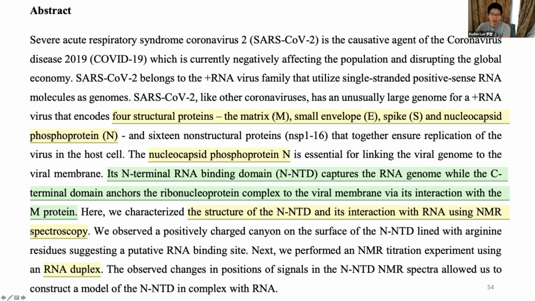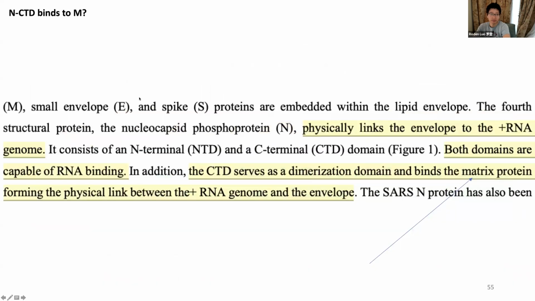Of the four proteins, the M, sometimes called matrix, sometimes called membrane protein. And this sentence is very interesting. It says the N-terminal N-TD captures the RNA genome, while the CTD anchors the ribonucleotide complex to the viral membrane via its interaction with the M protein. So here it says CTD interacts with M, but it has no reference. Again, this is the content of the paper: the CTD serves as a dimerization domain and binds to the matrix protein, but it has no reference.